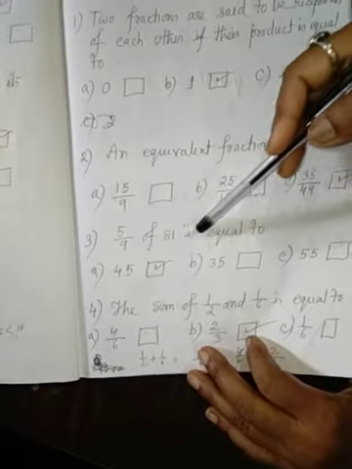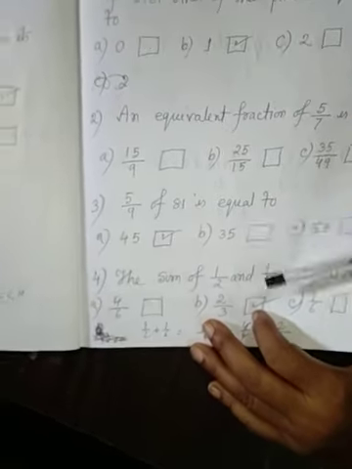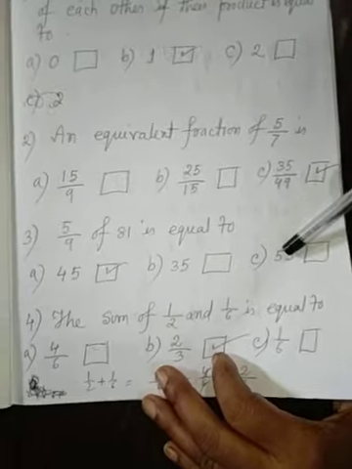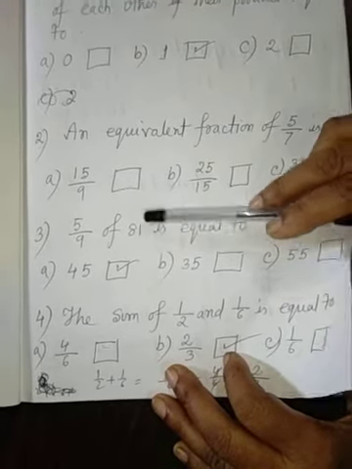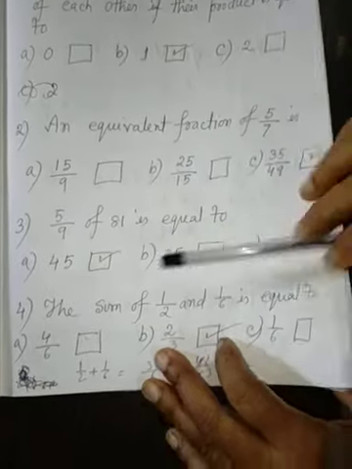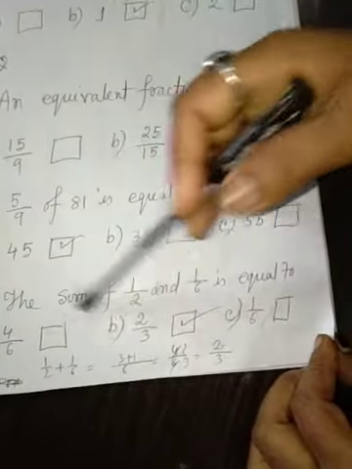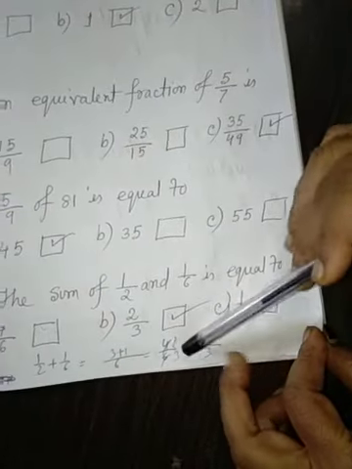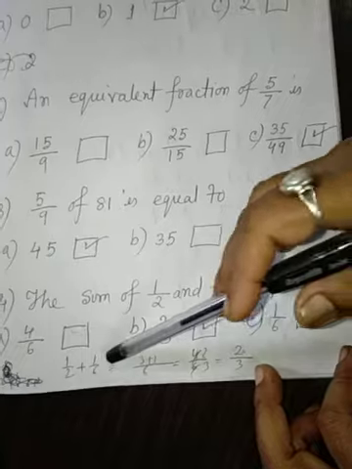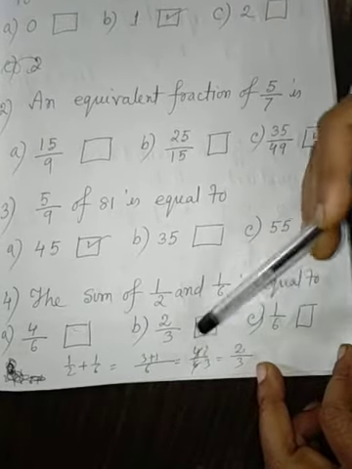3. 5 by 9 of 81 is equal to 45, 35, 50, 55. That is 9 nines are 81, 9 fives are 45. 4. The sum of 1 by 2 plus 1 by 6 is equal to 4 by 6, 2 by 3, 1 by 6. That is 2 by 3. I do the sums here: 1 by 2 plus 1 by 6 is 3 by 6 plus 1 by 6, 4 by 6, which is 2 by 3.